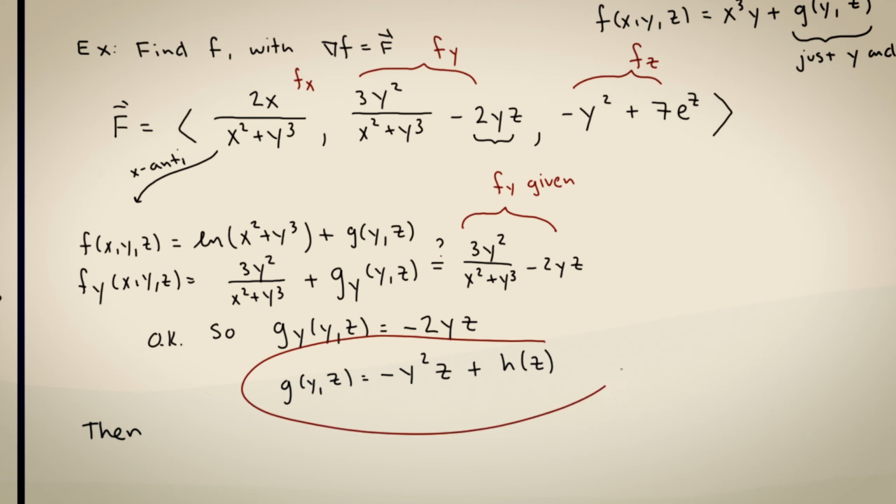So I've worked out what the mystery function must have been from my first step. So now I'm going to take that and plug it back in for the mystery function in my original guess for what the potential must have been.